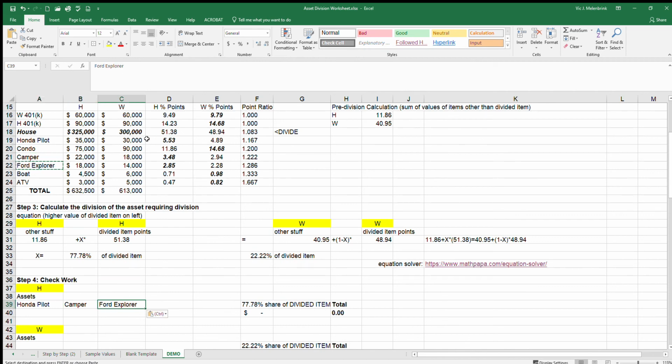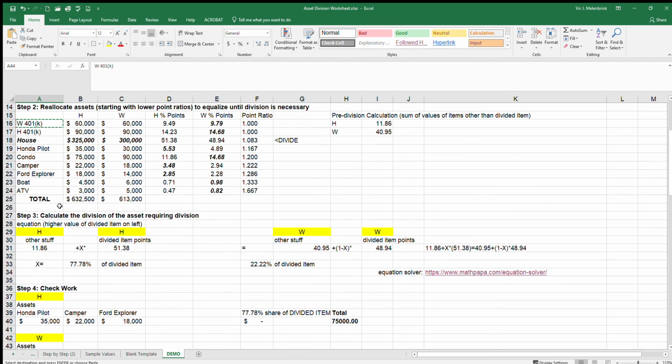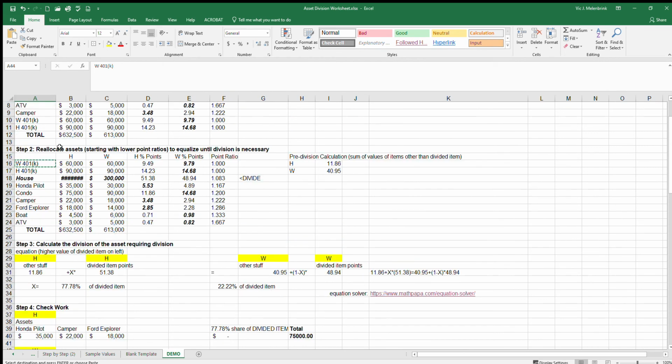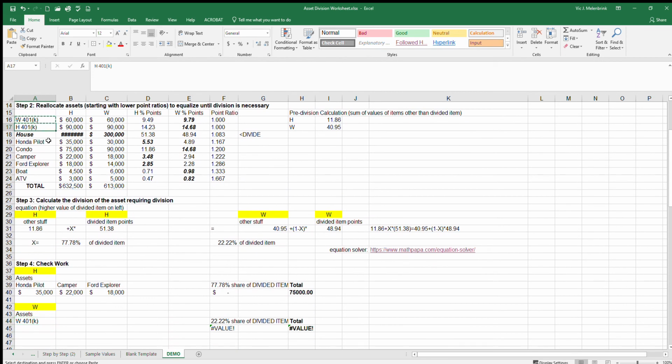And the Honda Pilot is worth, and this is important, we're using his valuations, 35. He says the Honda's worth $35,000. He's getting the camper that he thinks is worth 22, and he's getting the Ford Explorer that he thinks is worth 18. Now to wife's side, she is getting her 401k. Oops. Let's zoom out to make it so I can fit everything at the same time. She's getting his 401k. She's getting the condo. She's getting the boat. And she's getting the ATV.